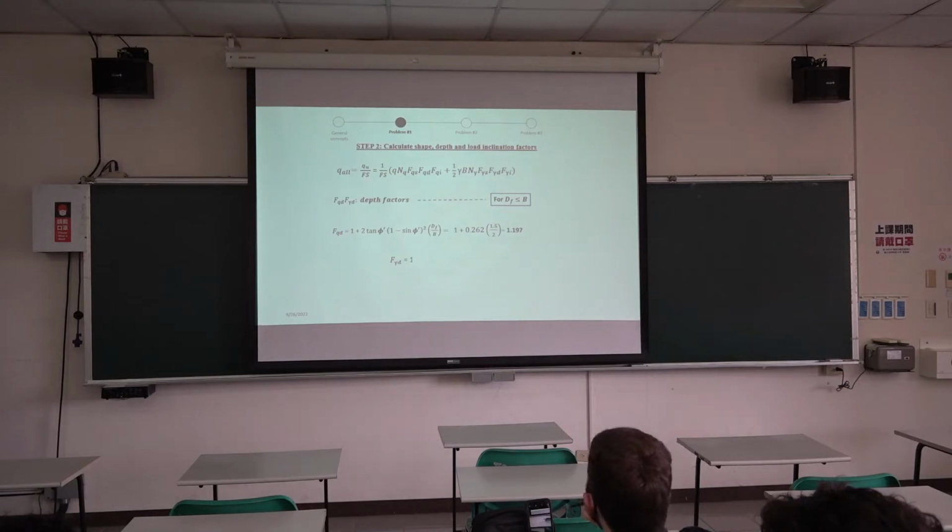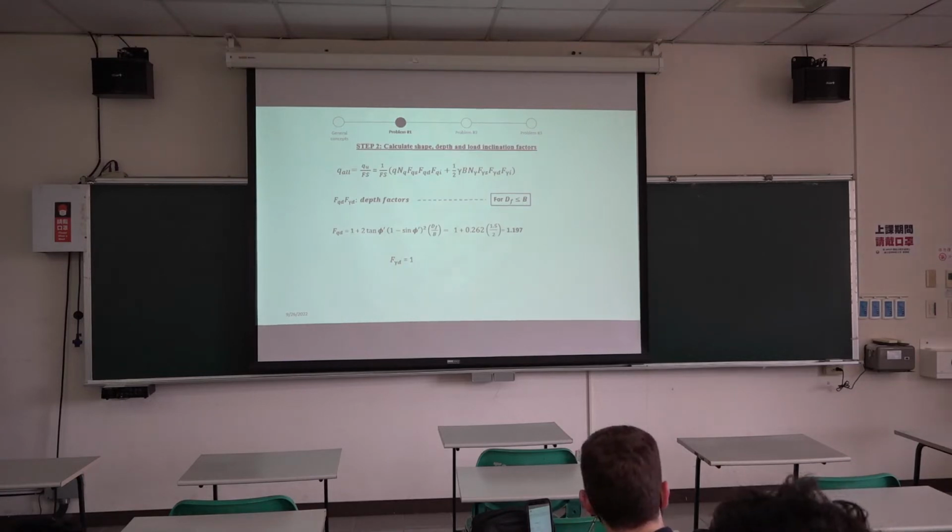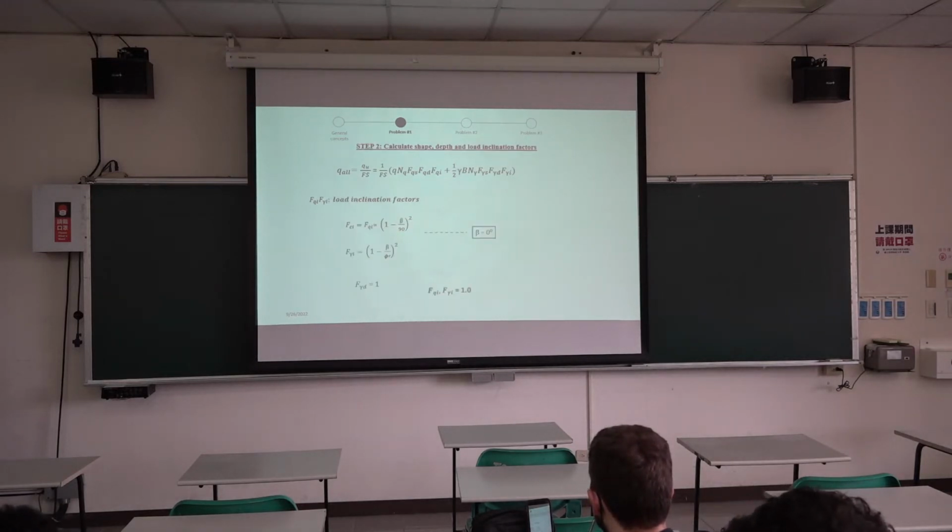So we have the friction angle. I think this is just a matter of inputting the values and getting the factors, right? Gamma D is taken to be 1 under these conditions, right? And the final factor is the load inclination factor.